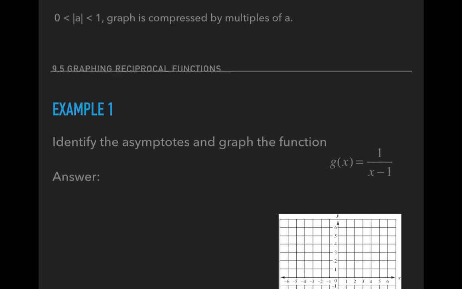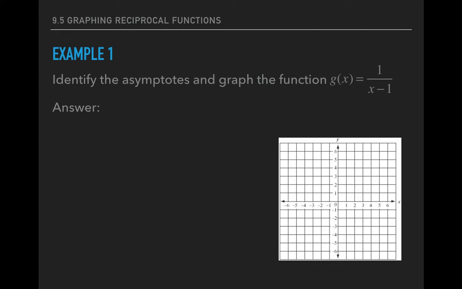So let's look at some examples where this happens. We're going to identify our asymptotes and graph. So let's begin with our vertical asymptote. This occurs where your denominator is equal to 0. So we're going to figure out what would make it undefined. It would be undefined at x equaling 1. So we're going to sketch our vertical asymptote there. Our graph is never going to touch or cross that line.